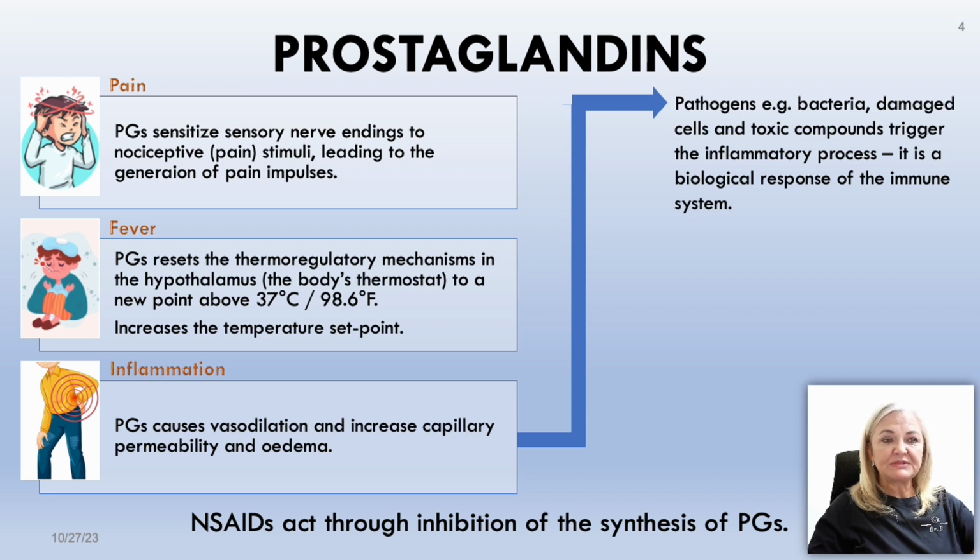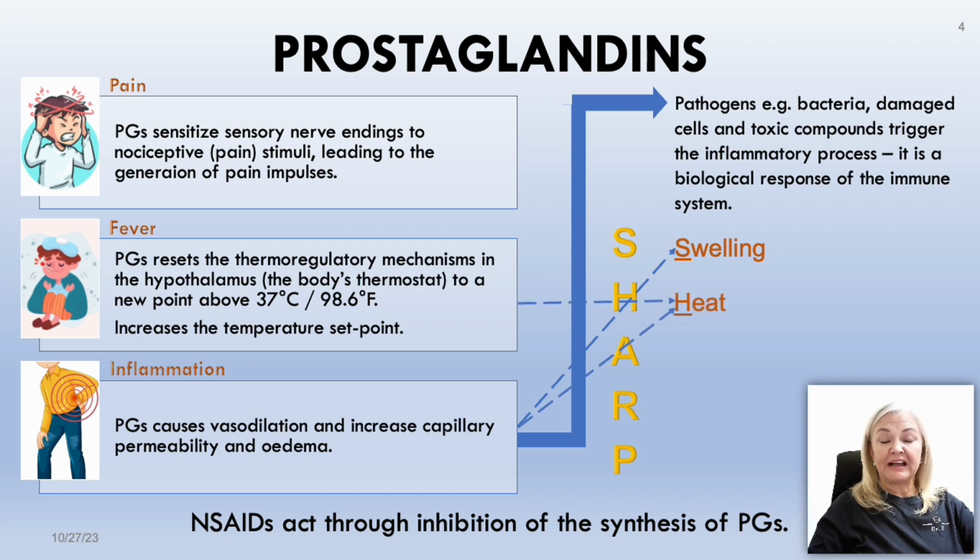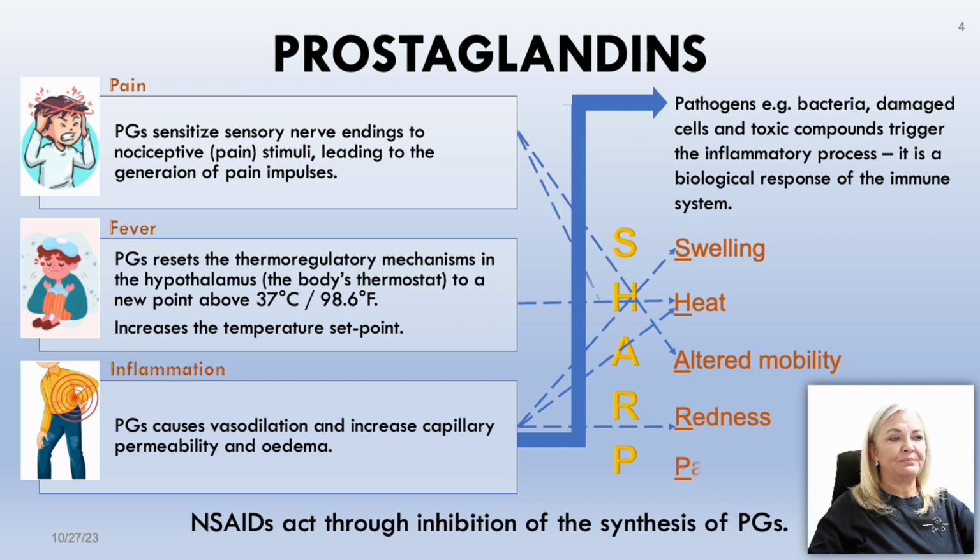The signs and symptoms of inflammation can be remembered with the acronym SHARP, where S stands for swelling, which is brought about by the edema due to the increased capillary permeability. H for heat. Vasodilation generates heat, but it also refers to the increase in the temperature set point. A for altered mobility due to the pain, but that is also a way of your body protecting that area. R for redness. Vasodilation leads to redness, and P for pain.